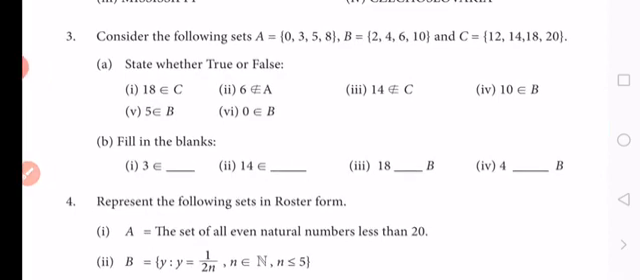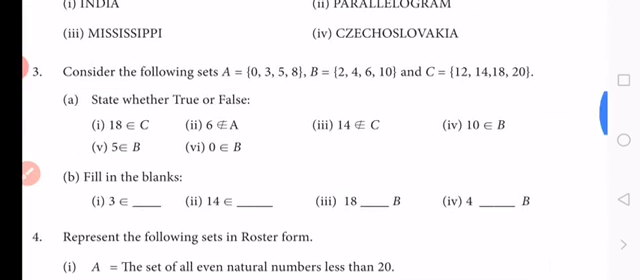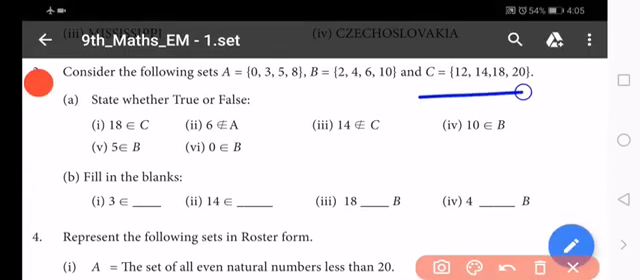First one, whether true or false. First question, 18 belongs to C. That means 18 is an element in the set C. Where is set C? Set C has how many elements? 4 elements: 12, 14, 18 and 20. So in the first question, 18 is one of the elements in the set C. So the first one is true.